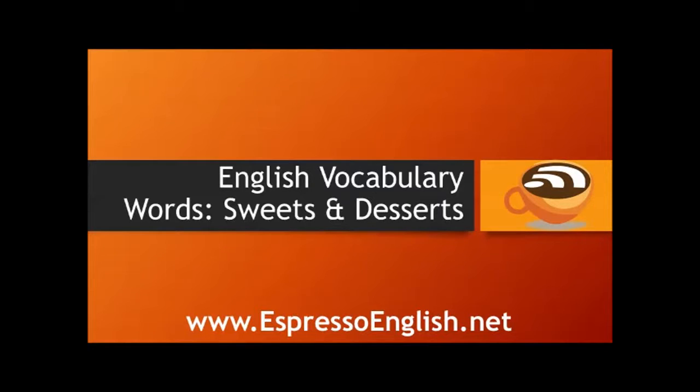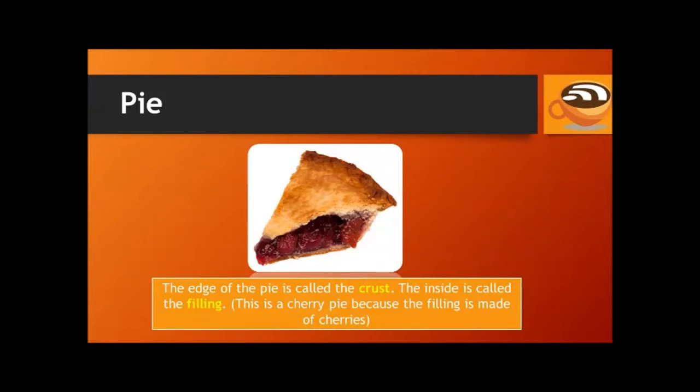English vocabulary words for sweets and desserts. Pie. The edge of the pie is called the crust. The inside is called the filling. This is a cherry pie because the filling is made of cherries.